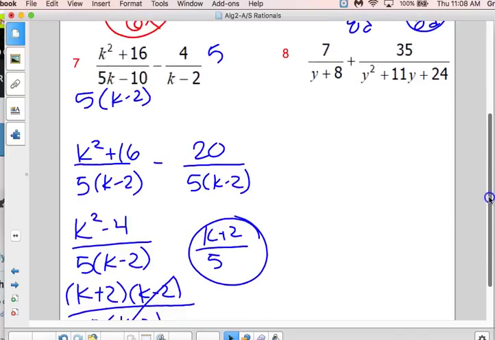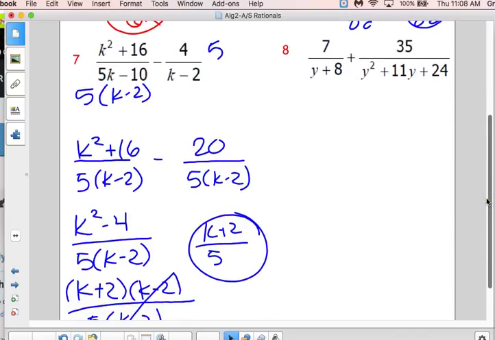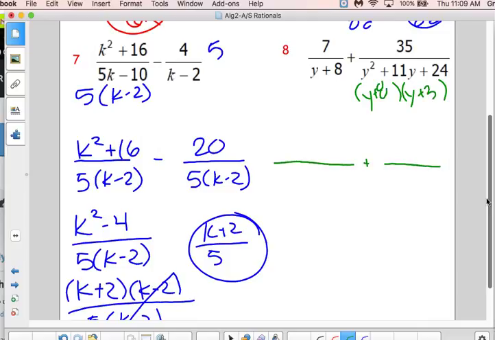Next one. Do we have a common denominator? No. So what do we do to get our common denominator? Factor the denominator. First one is good. Second one, what will it factor to? What multiplies to 24 and adds to 11? Plus 8, plus 3. And we need that so we can see our common denominator.